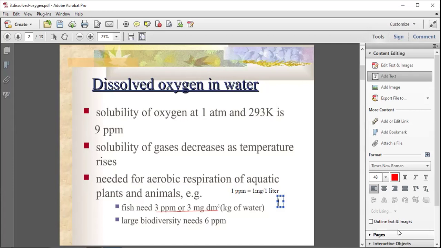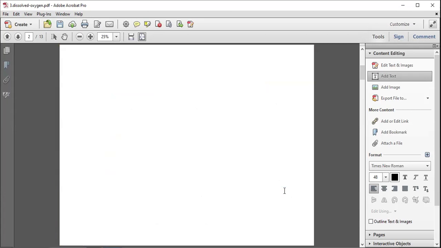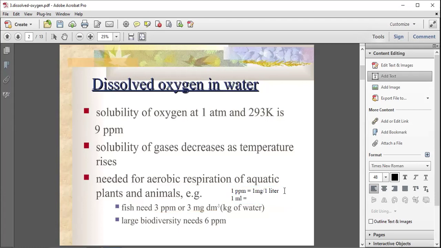So 1 milliliter is equal to milligram divided by 1000. So you see the calculation, right? 1 milliliter is equal to milligram divided by 1000, right? This is an important calculation. 1 milliliter.